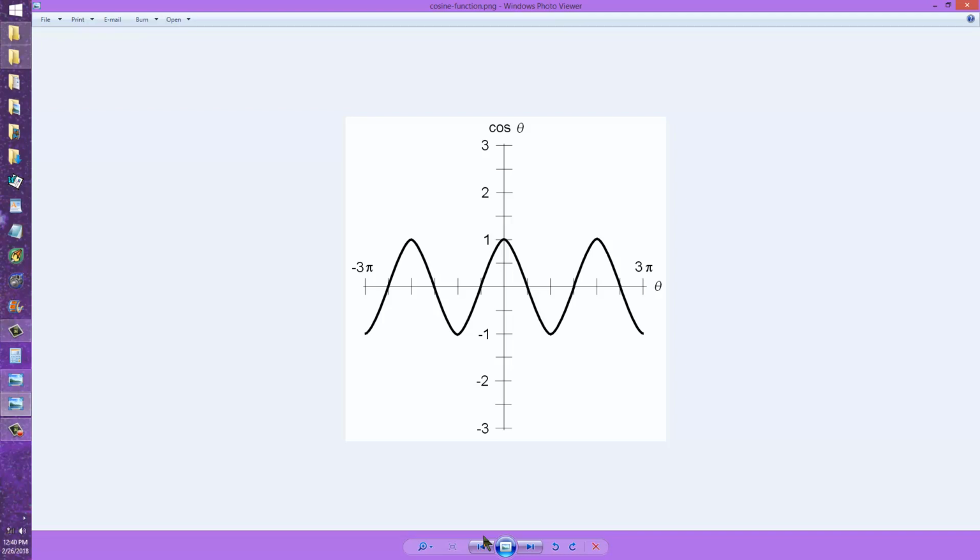Otherwise, shape-wise, you can multiply the amplitude by a constant or the time interval by a constant and get a wave that has a different period or a different amplitude, but the essential wave shape is always the same for both types of wave.